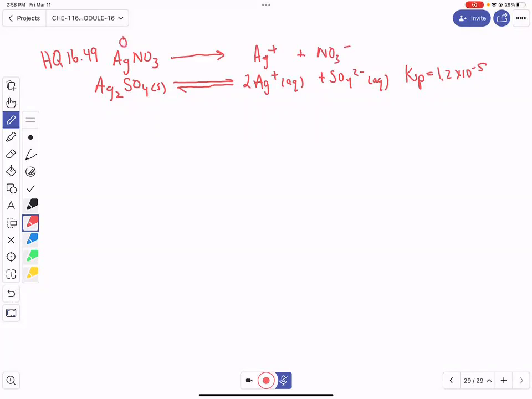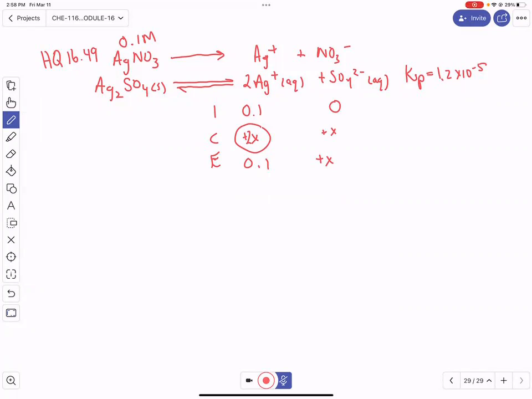And we have 0.1 molar silver nitrate, which basically means in our ice table, from the silver nitrate, we're going to have 0.1 molar silver. From the sulfate, we have 0 sulfate to begin with. Then we're going to get 2X amount of silver and X amount of sulfate from the silver sulfate, but that's small enough that we can ignore it and say, okay, 0.1 is my concentration of silver and my concentration of sulfate is X.